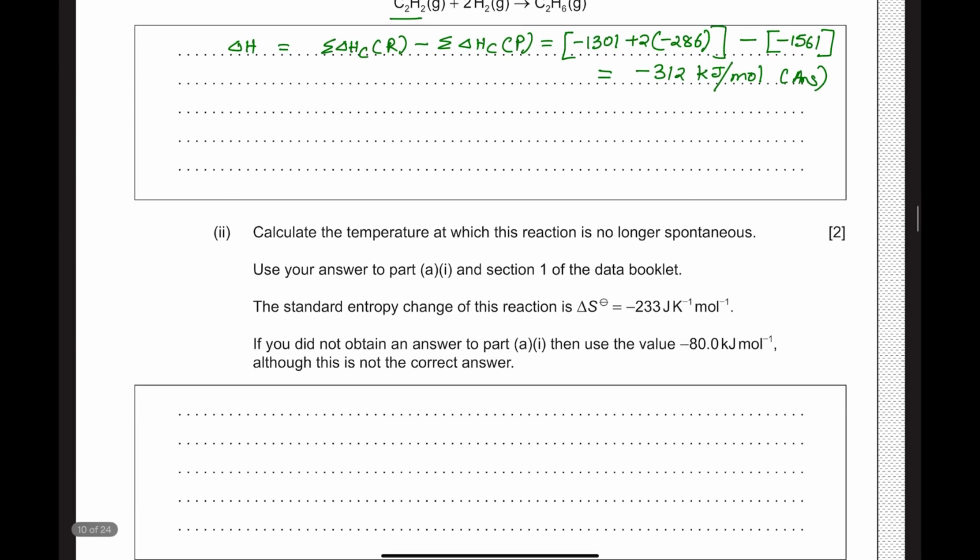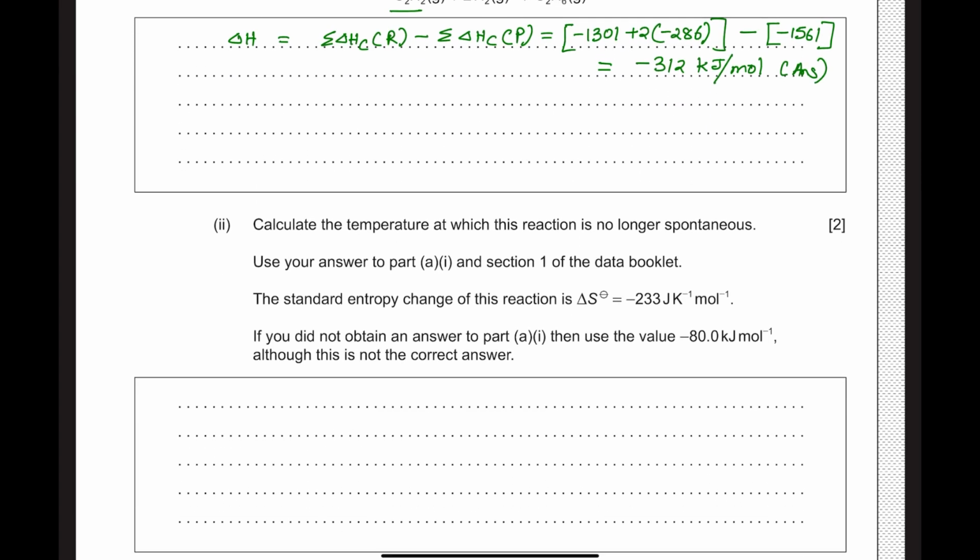We have to calculate the temperature at which this reaction is no longer spontaneous, right? So the reaction becomes no longer spontaneous when delta G is equal to 0, right? So delta G equals delta H minus T delta S, correct? So delta H, we have found it as negative 312 times 10 cubed. Temperature is what we need to find. Delta S is negative 233. You have to equate this to 0 and then find the value of T.